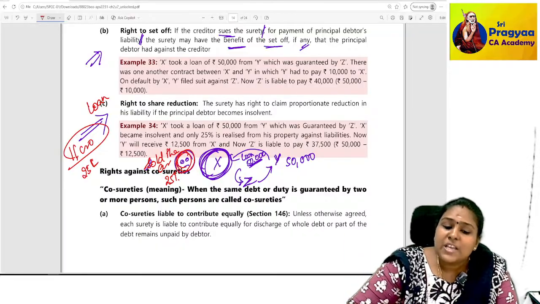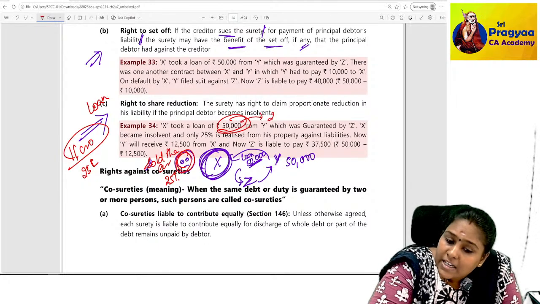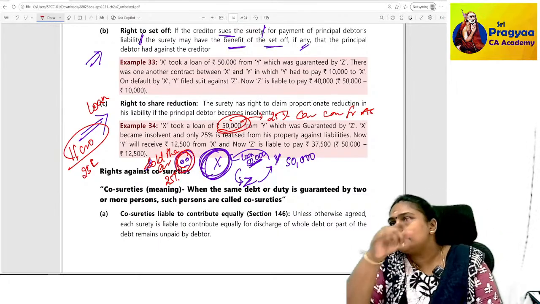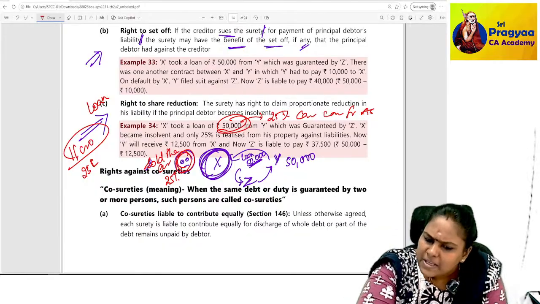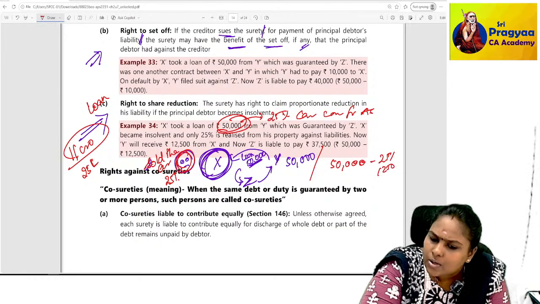So which means what, out of this 50,000 rupees, 25% can come from assets. Can come from assets. Which asset? Whose asset? The principal debtor's assets. So this surety, whether he will be asked to pay the entire 50,000 or 50,000 minus this 25% of 12,500.